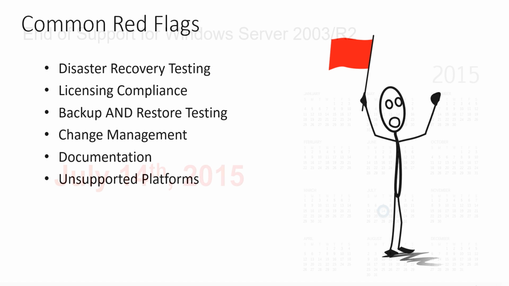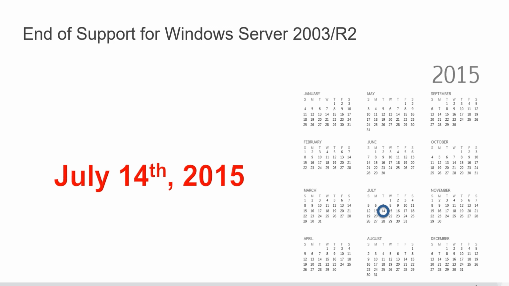But the biggest one here, the biggest red flag, the immediate one that will trigger off that compliance auditor is the unsupported platforms. If you're running platforms like Windows Server that no longer receive support from Microsoft, then you are at a serious risk for your compliancy audit. And that leads me into the next part of this abbreviated webinar: what are we talking about, and how do we get through this, and how do we increase that security and compliance?